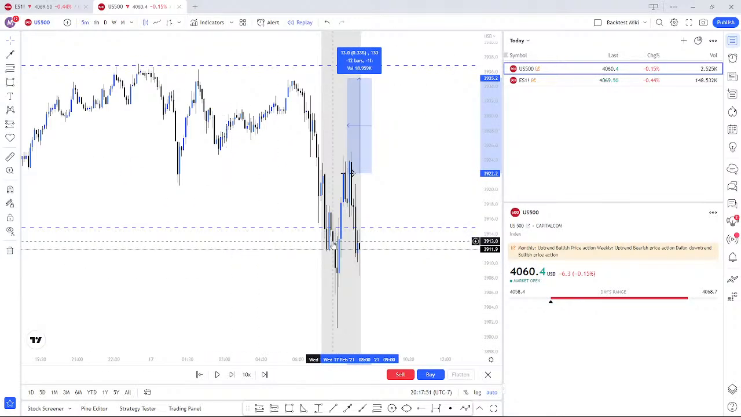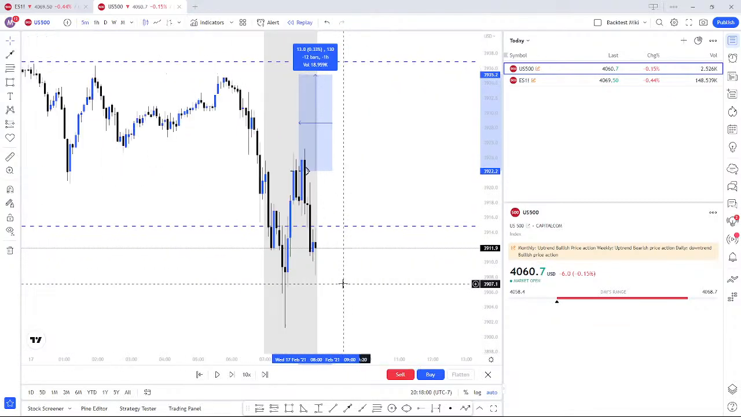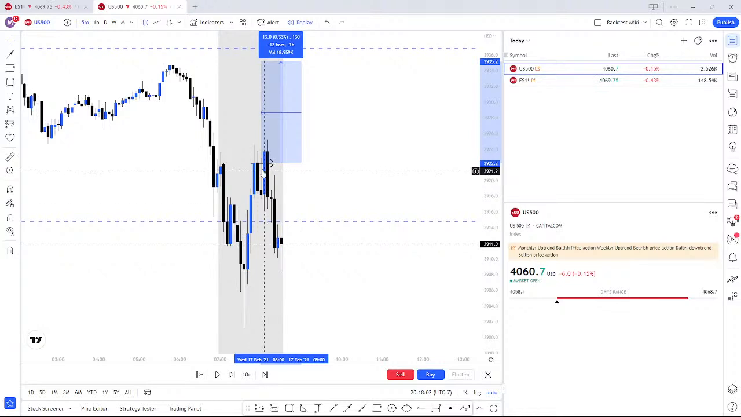So it's not bad. I don't know. I don't think it's that bad, this thing. I don't think it's that bad. Well, anyhow, price has come here, rejected. I'll take a hedge there.